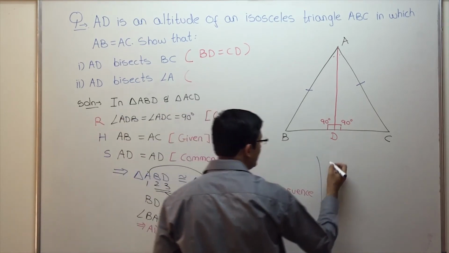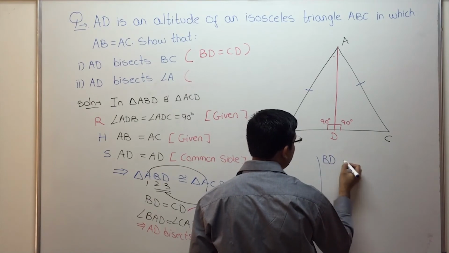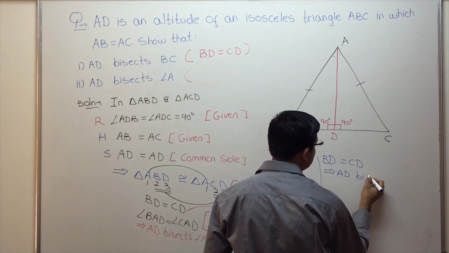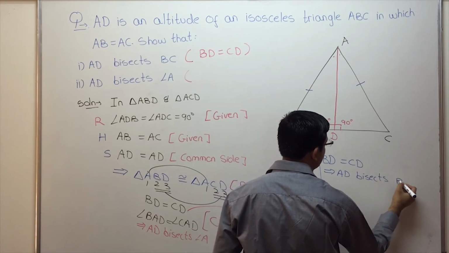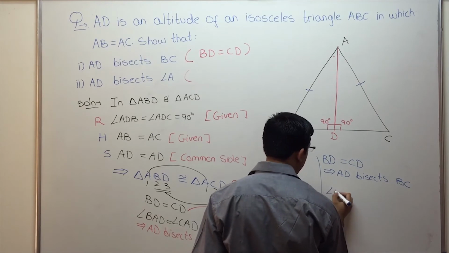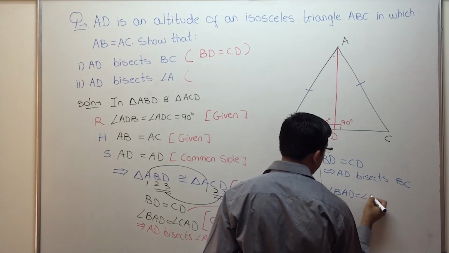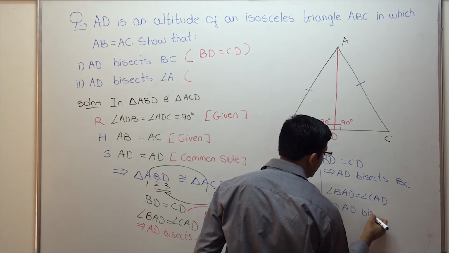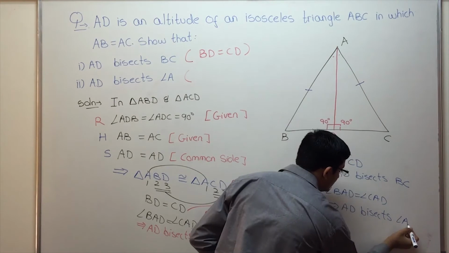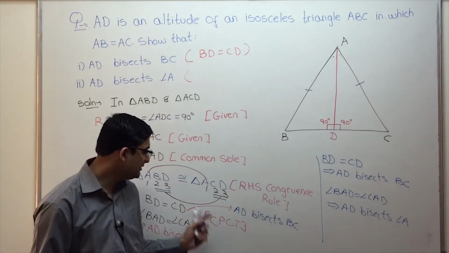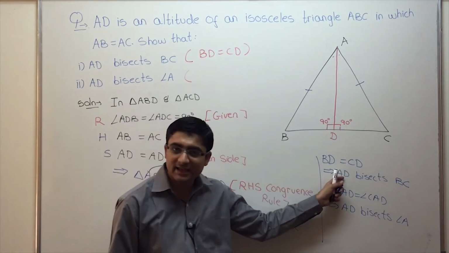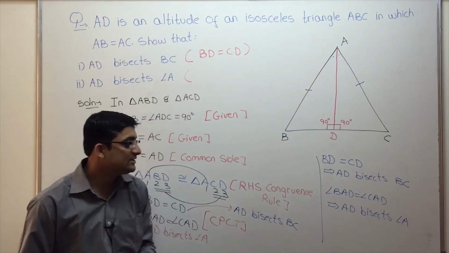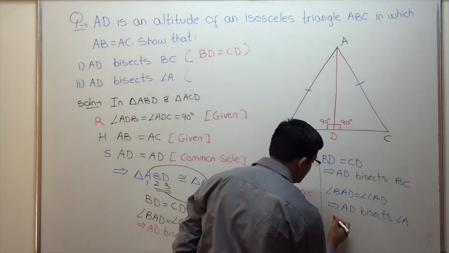So I'll write it once again for you in case it is not clear. So BD is equal to CD. This implies AD bisects BC. Similarly, these two angles are equal. Angle BAD is equal to angle CAD. This implies AD bisects angle A. So I've just written it over here in a more clean manner. So basically BD is equal to CD implies AD bisects BC and these two angles are equal. That means AD bisects angle A, which is exactly what we had to prove. So hence proved.